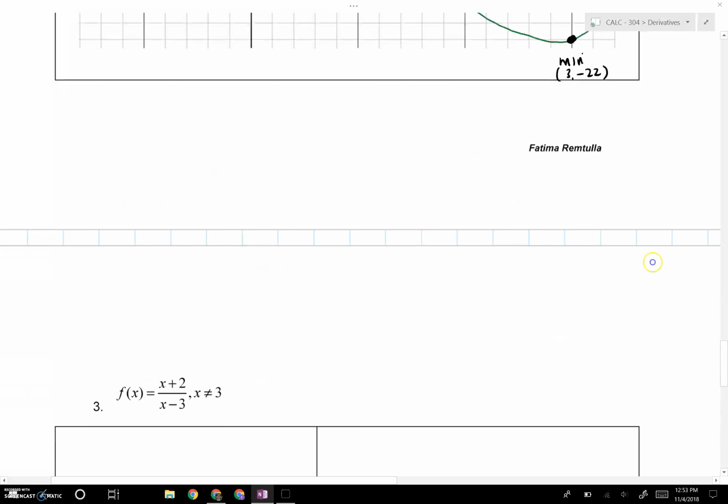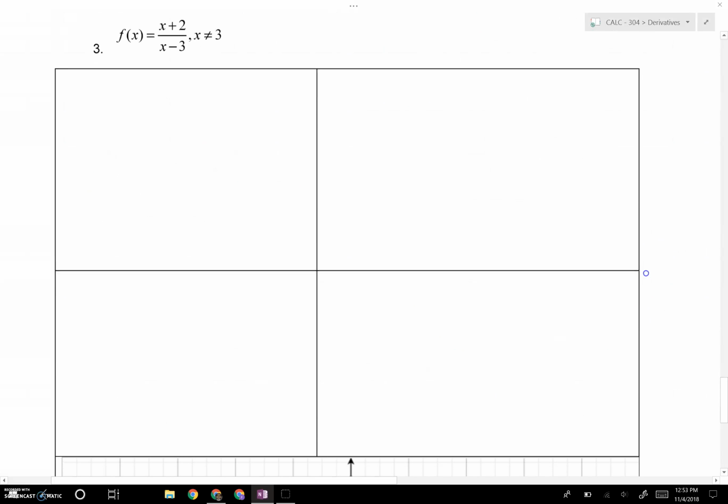I want you to give this one a go. This one is a little bit more challenging. I want you to try it first, then come back and check your work, see how you do. Unlike the last two examples, this question is not just one polynomial. This is a division of polynomials, so a polynomial over a polynomial.